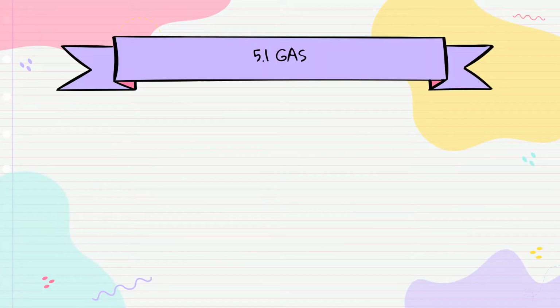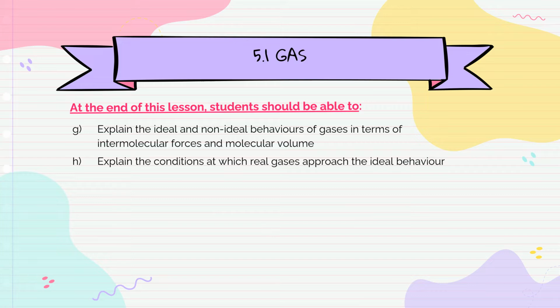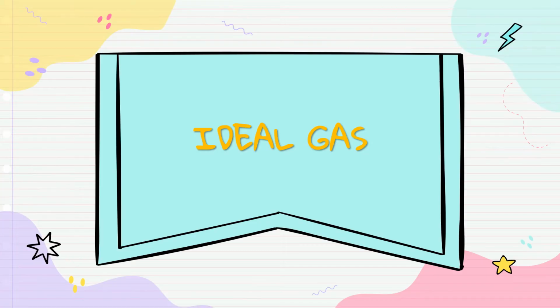In this video, we're going to discuss the subtopic 5.1 gas, and at the end of this lesson, you should be able to first explain the ideal and non-ideal behavior of gases in terms of intermolecular forces and molecular volume, and then explain the condition at which real gases approach the ideal behavior. Now, let's start with discussing about the ideal gas.